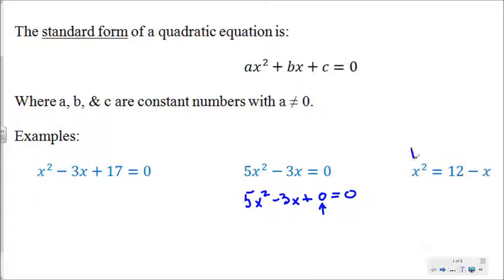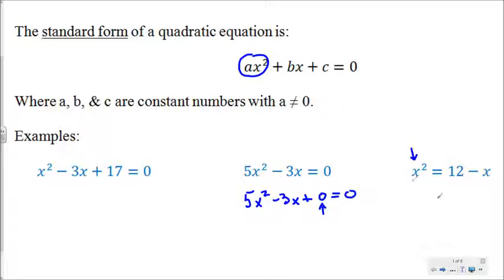The third one, however, though it is a quadratic equation, is not written in its standard form. Now, how I know it's a quadratic equation, or what distinguishes a quadratic equation from the equation of a line, or a linear equation, is this x squared term. This x squared term is what makes the equation quadratic. Notice that there is an x squared present in all 3 of those equations.